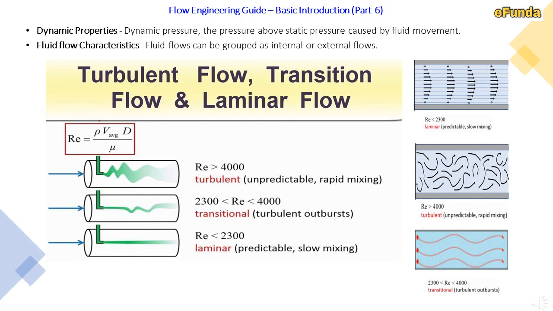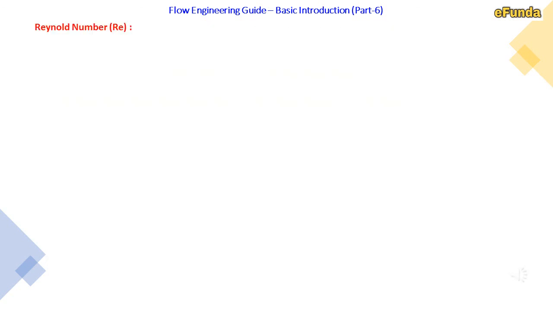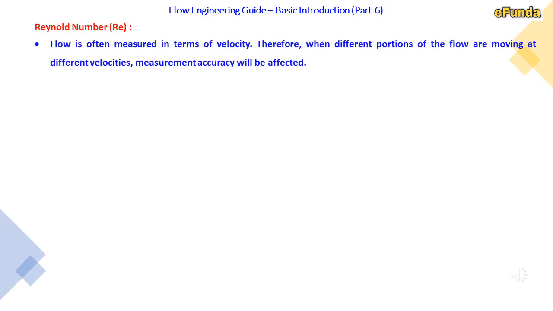That is Reynolds number, denoted by Re. Flow is often measured in terms of velocity. Therefore, when different portions of a flow are moving at different velocities, then the measurement accuracy will be affected.